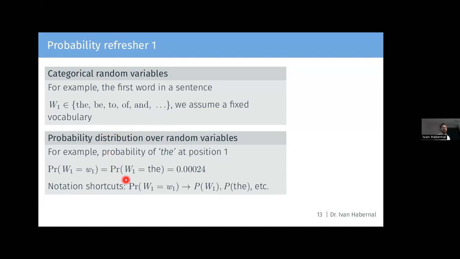So this PR is actually very nice in LaTeX. You just write PR, and it renders this thing. But people also use, and here we're saying, okay, the random variable equals some outcome. So there's a value. People also use just PW1 or just P of the word and so on. And this can get very confusing and messy, and you just misuse notation. So be aware of that, eventually there is a random variable taking some of these values of the categories.